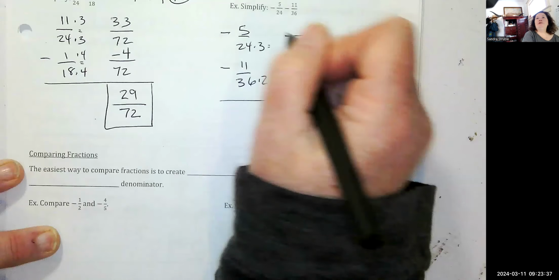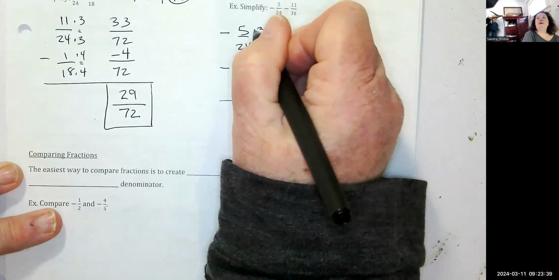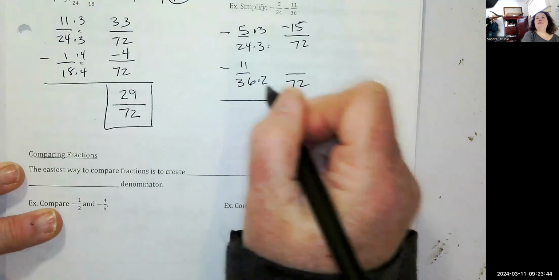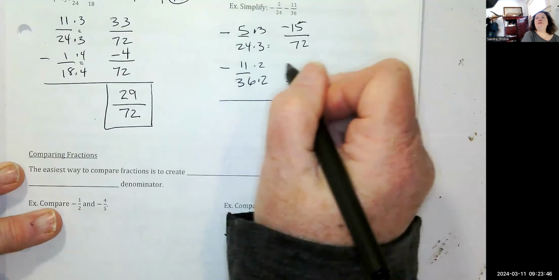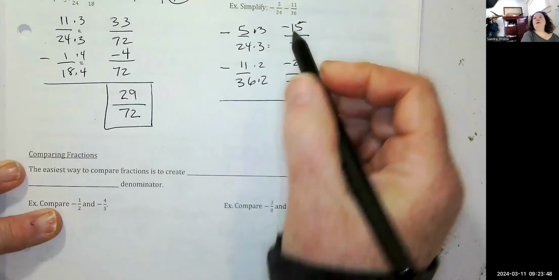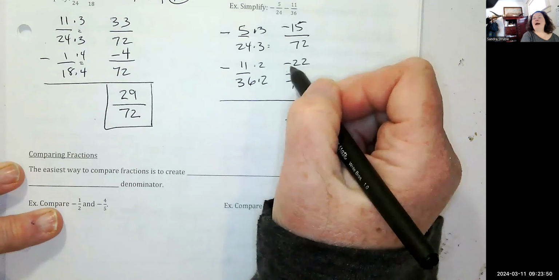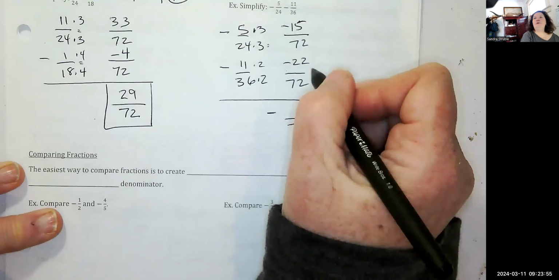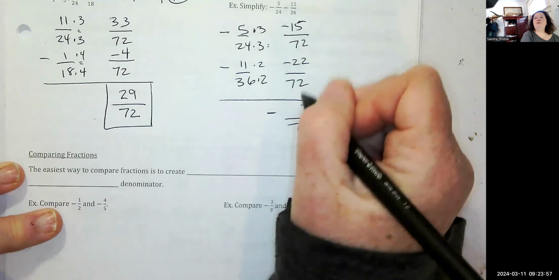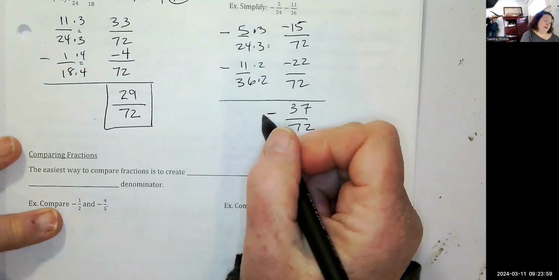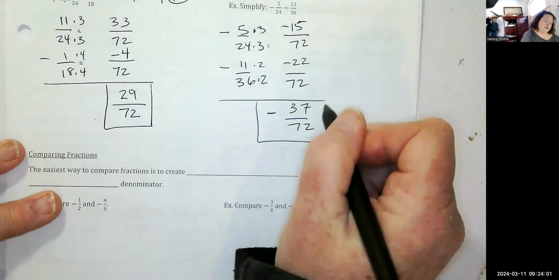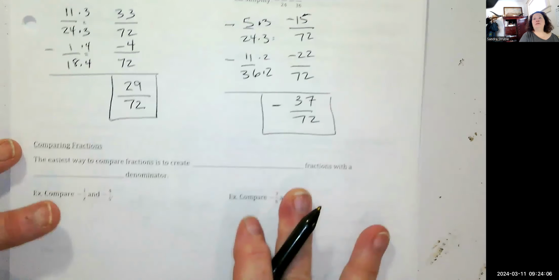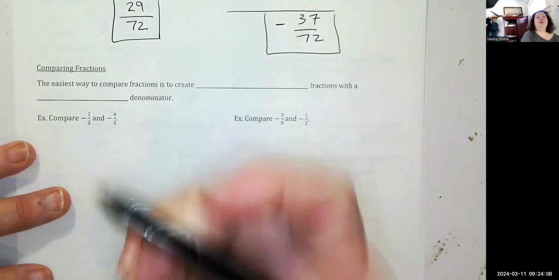24 times 3 is 72. Negative 5 times 3 is negative 15. 36 times 2 is 72. Negative 11 times 2 is negative 22. When the signs are the same, you're adding the numbers and keeping the sign. So this is going to be a negative answer. 5 plus 2 is 7. 1 plus 2 is 3. Final answer is negative 37 over 72. Because I went with the lowest common denominator, it's much nicer for reducing.